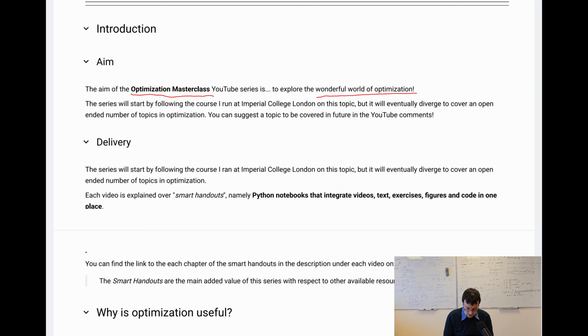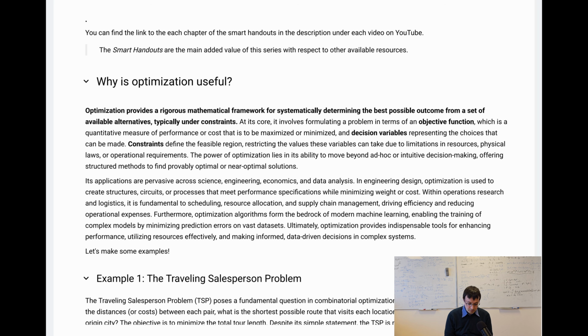Some of them are based on a course that I run at Imperial College London, and then I will release these. You will have access to these smart handouts where you can essentially play around with the exercises, code and so on. Okay? So I suppose that you know why optimization is useful, otherwise you wouldn't be still here, but just to be clear.